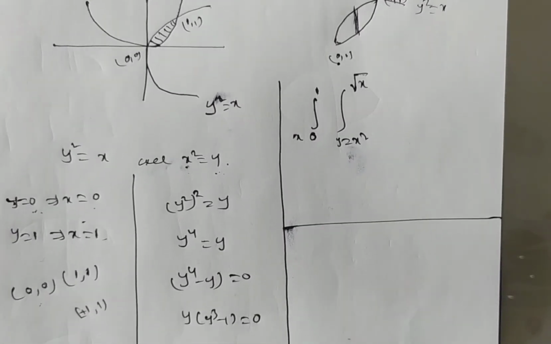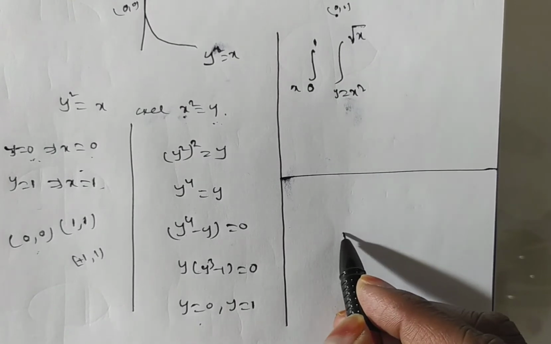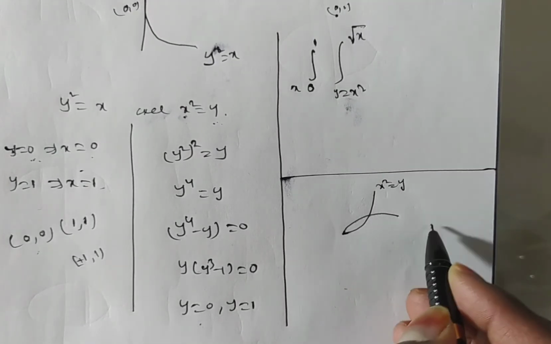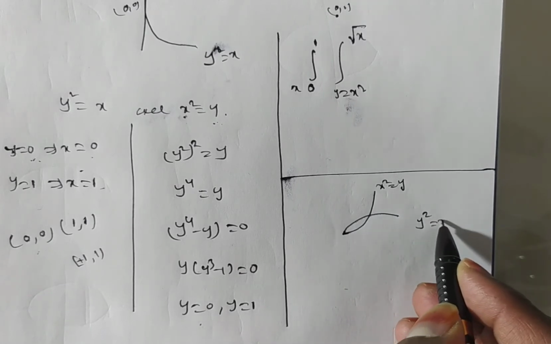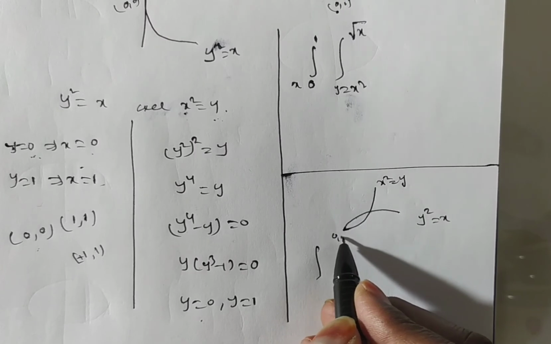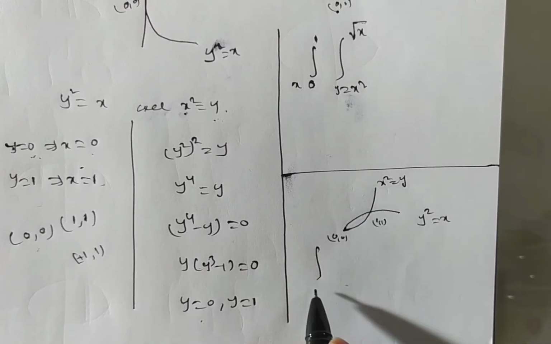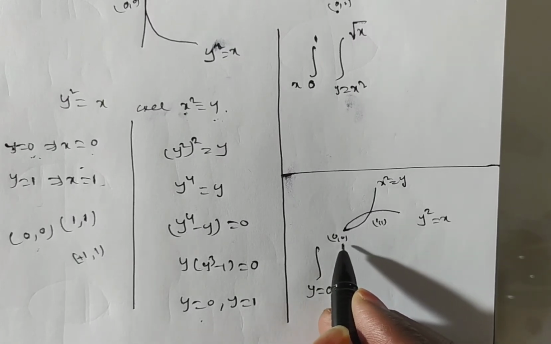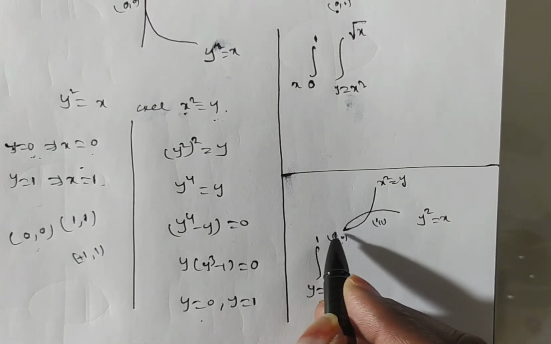Next one. Here x is independent, you have written. Now I want to write the y independent limits. So in this case, again I am drawing the curves x square is equal to y and y square is equal to x, and the strip. Now here y is independent. So this is 0 comma 0 and 1 comma 1. So obviously y is also independent. So y started from 0 to 1. y started from 0 to 1.